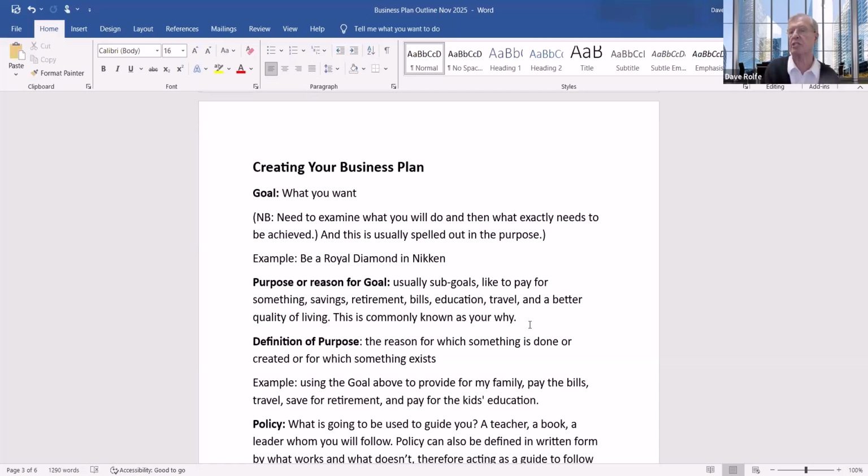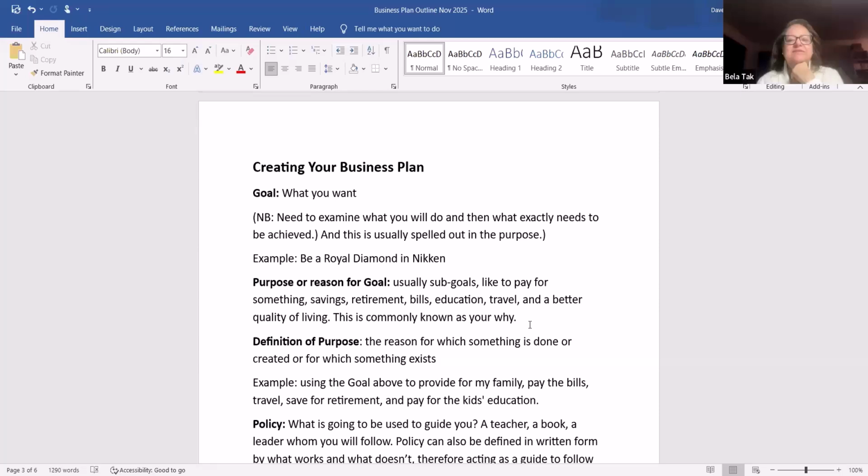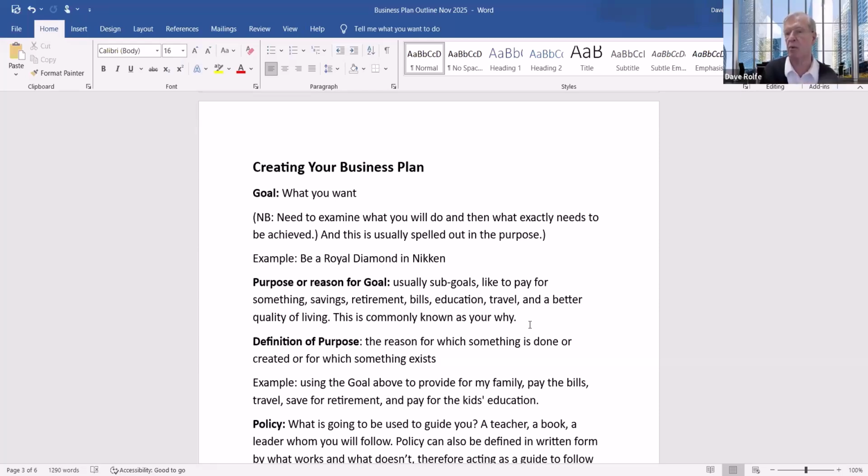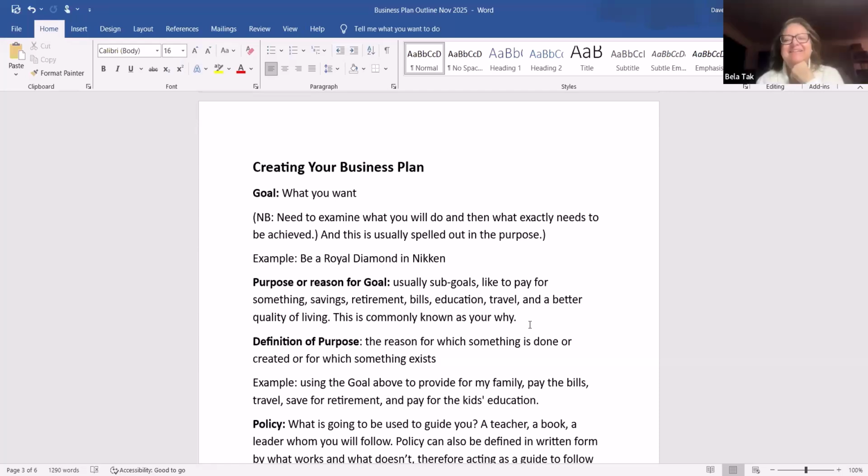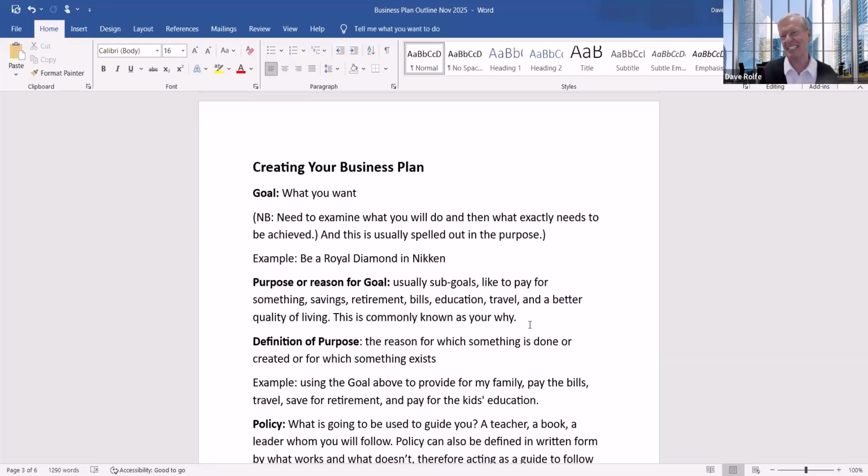See, success is based on helping somebody else get what they want. Right. And if you help enough people get what they want, guess what you get? What you want. Yeah.